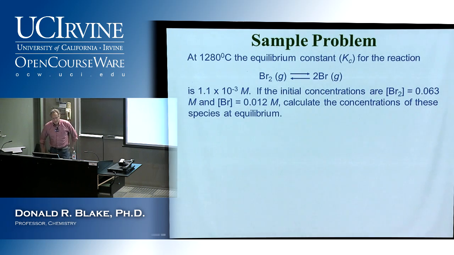At a certain temperature, the equilibrium constant, K sub C, for the reaction Br2 goes to 2Br, is 1.1 times 10 to the minus 3. Okay, in this case, though, I'm being a little bit trickier. You have some of both.